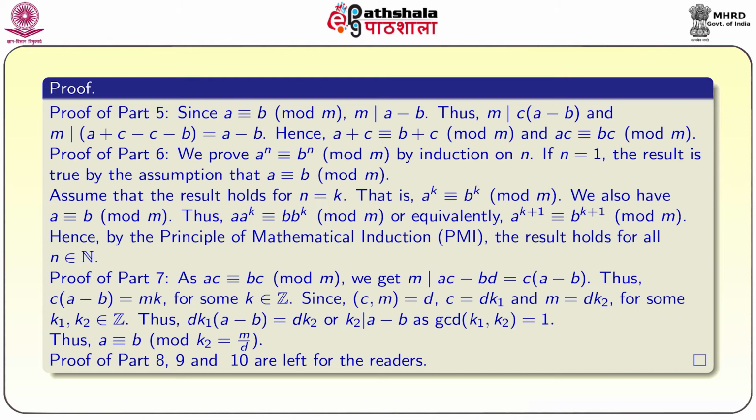Since GCD of C comma m equals d, that means C is a multiple of d and m is a multiple of d, that is C is equal to d into k1 and m is equal to d into k2 for k1, k2 two integers. Thus, d k1 into A minus B is equal to d k2 k, or k2 divides A minus B, as GCD of k1, k2 equals 1. Thus, A is congruent to B mod k2, which is equal to m by d.